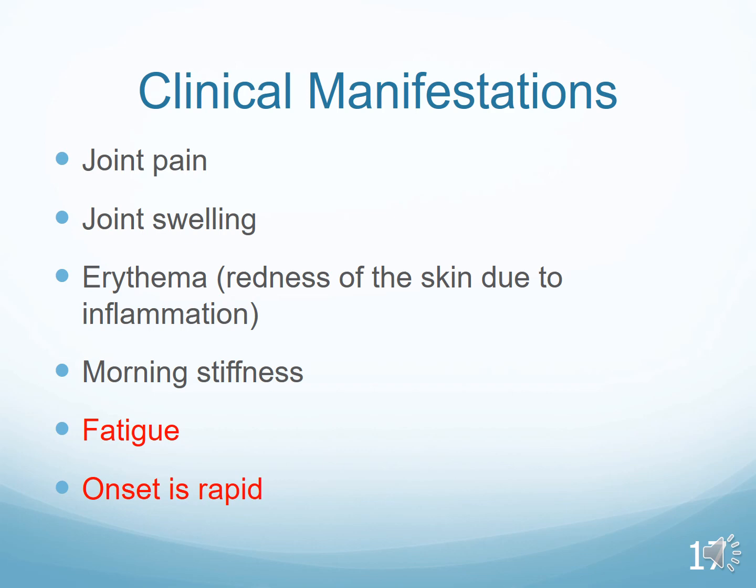Some clinical manifestations that we are going to see is your client will complain of joint pain, knee pain, ankle pain. You might notice some swelling. One joint may be a little bit more swollen than the other when you're comparing from side to side when you're doing your assessment. There may be some erythema, which is redness of the skin due to the inflammation. So not only will it be angry on the inside where the joint is, but we will see some of that anger in the redness of the joint on the skin. There will be some morning stiffness. Your client will complain of fatigue.